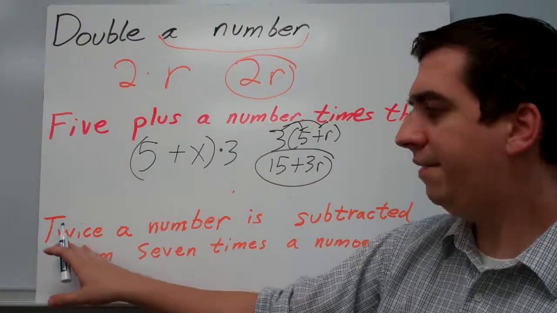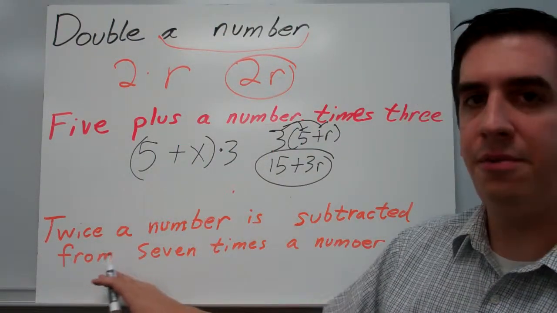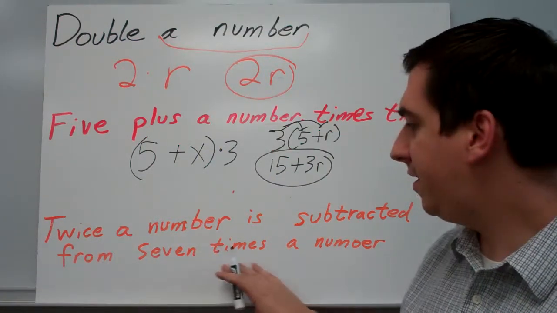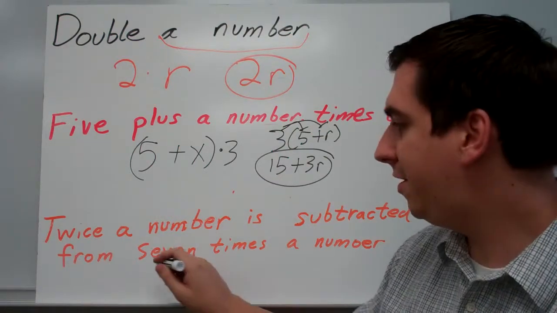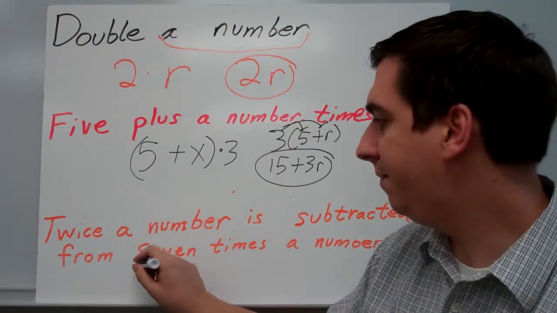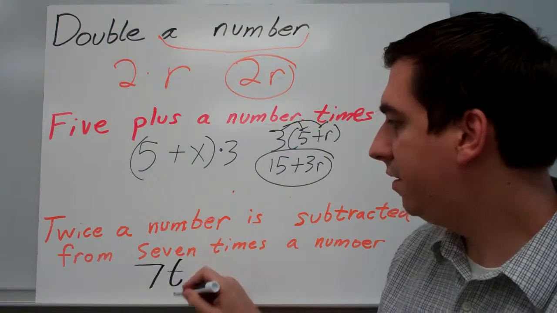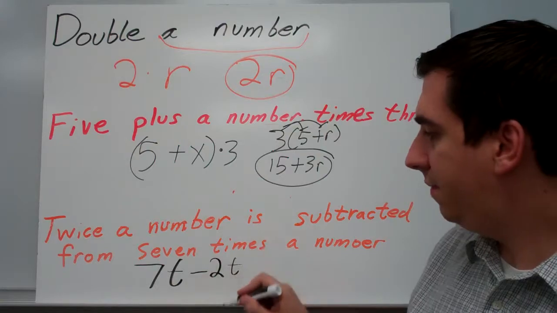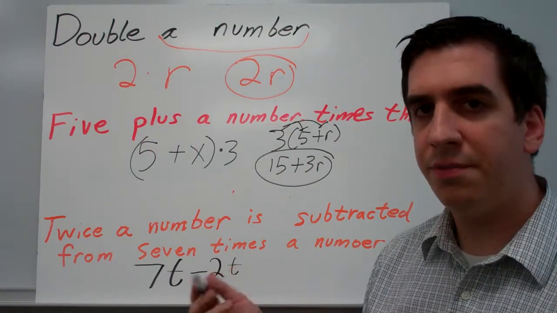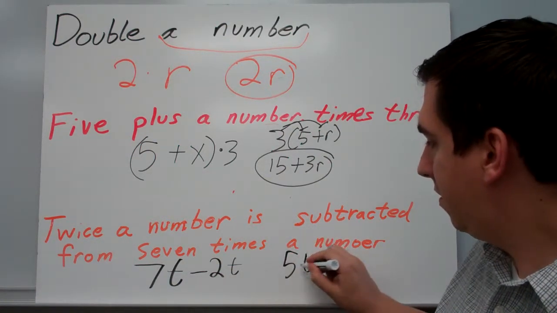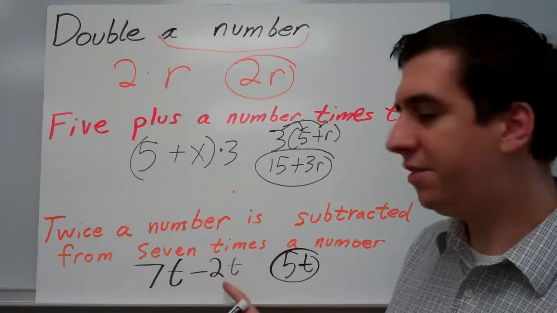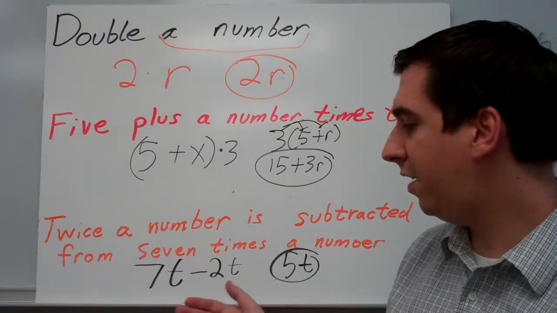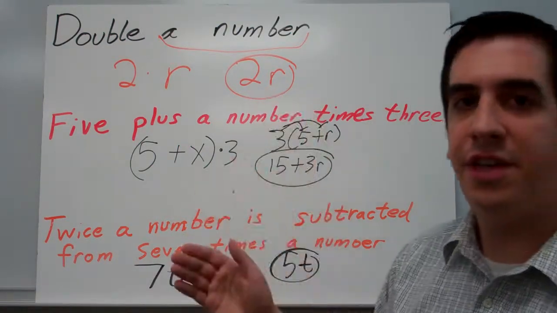Lastly down here, we have twice a number is subtracted from 7 times a number. Well, subtracted from means that this part will come first. 7 times a number, I'm going to let that number be t. So 7t. And twice the number is subtracted from, so we'll subtract it from there. And then again, we'll combine like terms. 7t minus 2t, we're left with 5t. There's no equal sign, there's nothing to solve for. All we have is our expression each time.